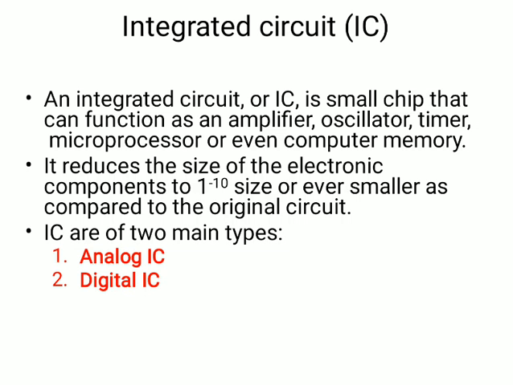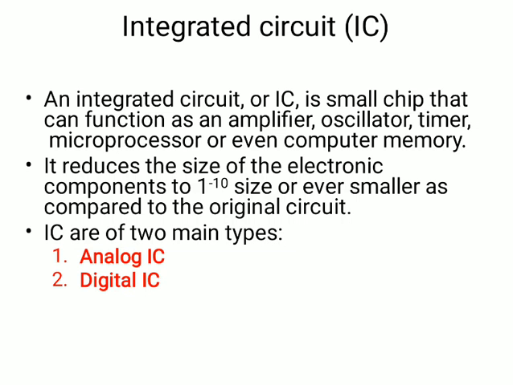An integrated circuit, also known as IC, is a small chip that can function as an amplifier, oscillator, timer, microprocessor, or even computer memory. Any electronic circuit can be converted into an IC. It reduces the size of the electronic component by a factor of 10 to the power minus 10, or even smaller compared to the original circuit. That is 0.000000001, that much you can reduce the size of the circuit.